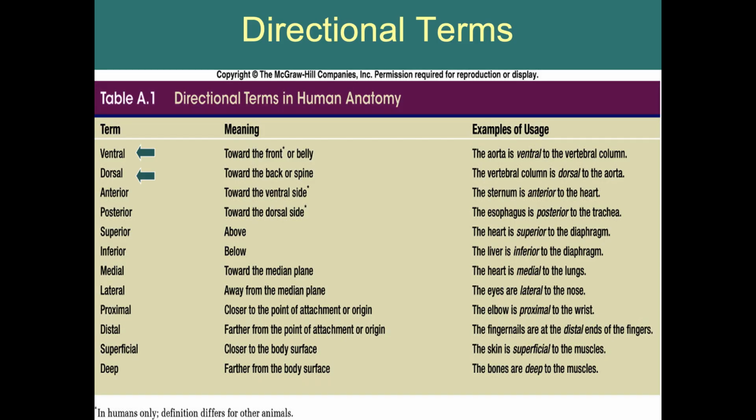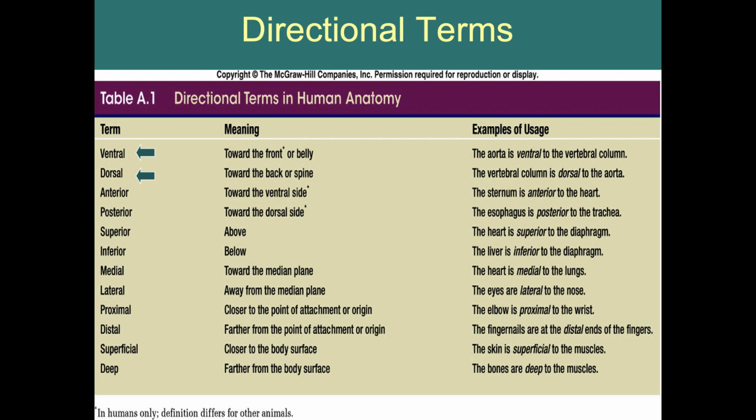Now, the same is true with these directional terms. So as you can see over here on the left side, we have a ton of terms that are going to help us understand the direction in reference to our anatomical position. So you can see over here we have ventral and dorsal, anterior and posterior, superior and inferior, medial and lateral, proximal, distal, superficial, and deep.